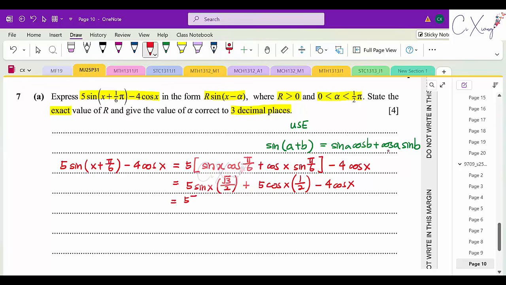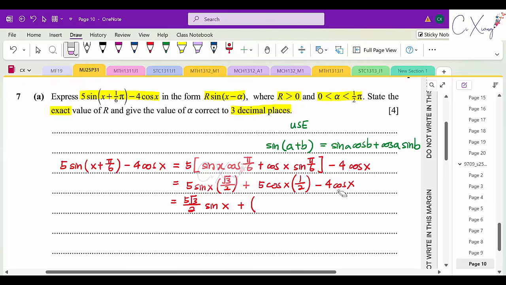Then group the sine together and all the cos together. I will be having 5 minus 3 over 2 sine x. Then plus all the cos x together, I'll be having 5 over 2 minus 4. What's the value for 5 over 2 minus 4 here? Okay, so by right, you'll be having negative 3 over 2.